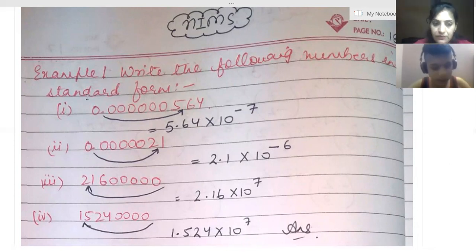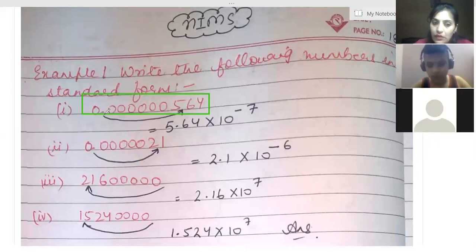See, now see the number. The number is 0.000000564. Okay, beta. Now this decimal, it needs to be moved.